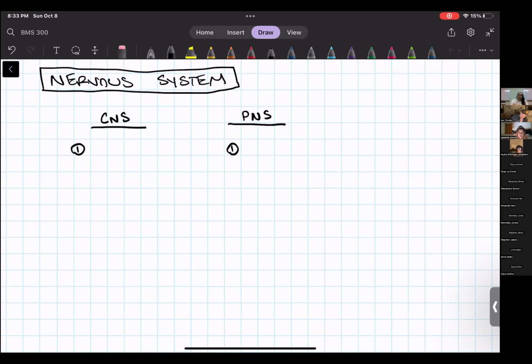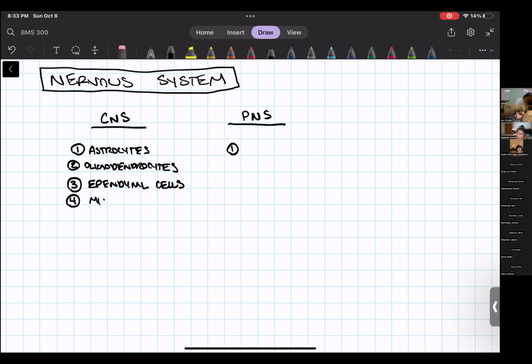Astrocytes. Perfect. Oligodendrocytes. And we know there's two more. One is ependymal. Those are doing our CSF. And then the last one is going to be microglia, which we didn't talk much about, but they are essentially a defense mechanism. They eat up bacteria and other things.